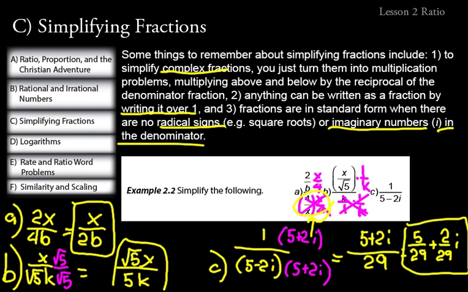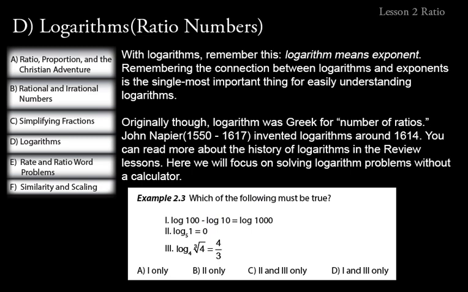Right there. Moving on to part D on logarithms, or ratio numbers. That's what that means. Logarithm means exponent. Also, that's the most important thing. Logarithm means exponent. So remembering the connection between logarithms and exponents is the single most important thing for easily understanding logarithms. Originally, the word logarithm was Greek for ratio number. And John Napier invented logarithms around 1614. You can read more about him and the history of logarithms in the review lessons that are in your reading assignment and on the e-learning campus.